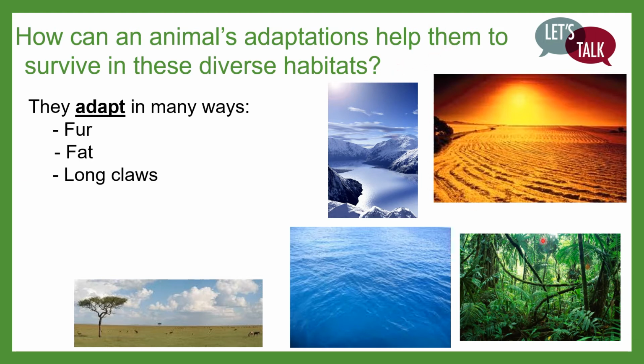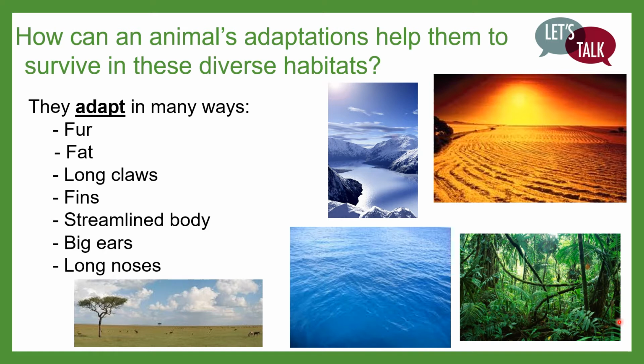Long claws would serve well in a forest to grip onto vegetation or tree bark, but I don't think it would be so good in the water. Instead, I think maybe we would need fins and a streamlined body that would suit the sea to swim efficiently, to hunt, or to get away from predators when being hunted. Big ears would serve well when listening out for hidden prey, perhaps across the grasslands of the savannah or in the forest. And long noses, such as an anteater's nose, can house a very long tongue, which can harvest ants from anthills or termites from inside rotting bark. Let's find out more.